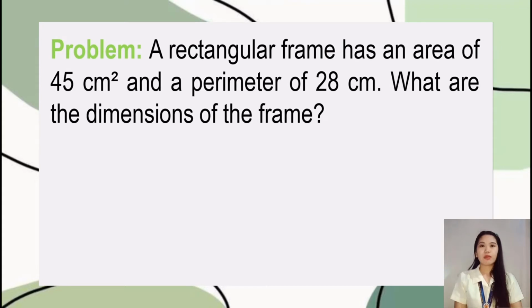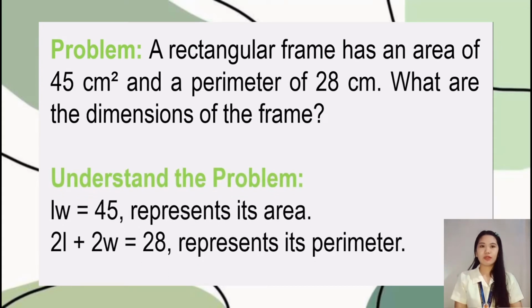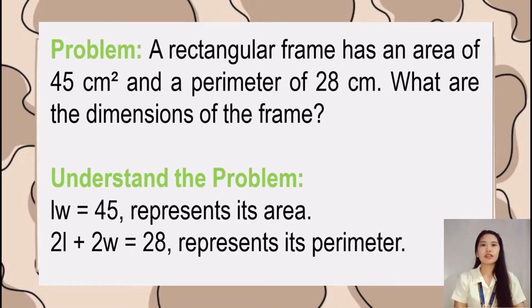In the given problem, it says here that the area of the rectangular frame is 45 square centimeters. In finding the area of a rectangle, that is length times width, and that is 45. In perimeter, the formula is the sum of twice its length and twice its width, and that is 28 centimeters. First, you must understand the problem. Now, let us write the equation.